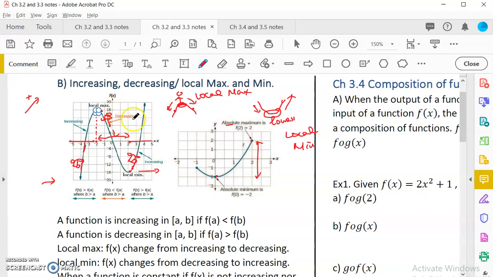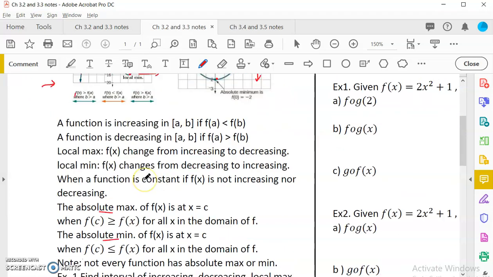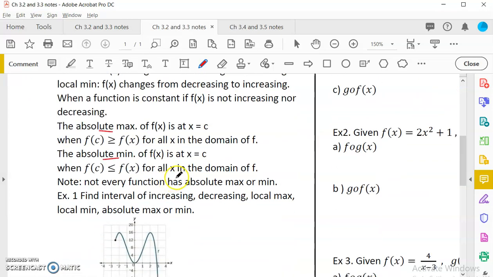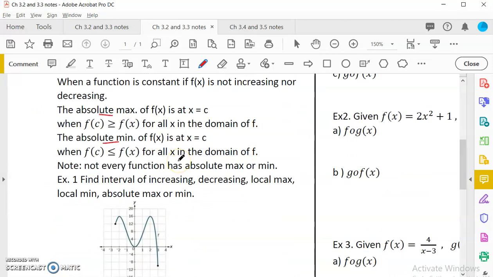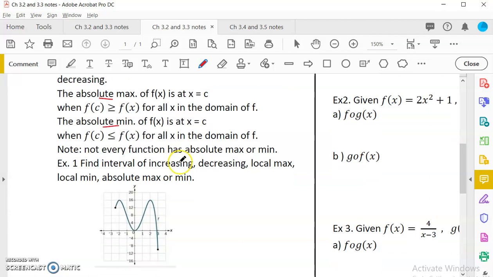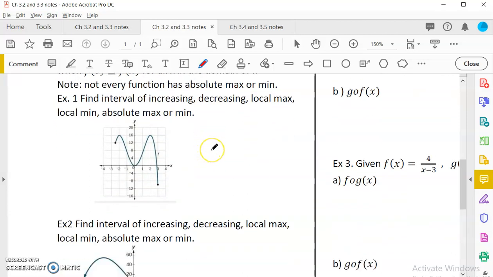On this other graph, there is no absolute max or min because it goes up to infinity on one side, more and more, and it goes down to infinity on the other. So absolute max and min do not necessarily exist. You have to graph the function to see whether it exists or not. So a few concepts: increasing interval, decreasing interval, local max, local min, absolute max, absolute min. Let's do two examples. Example 1.